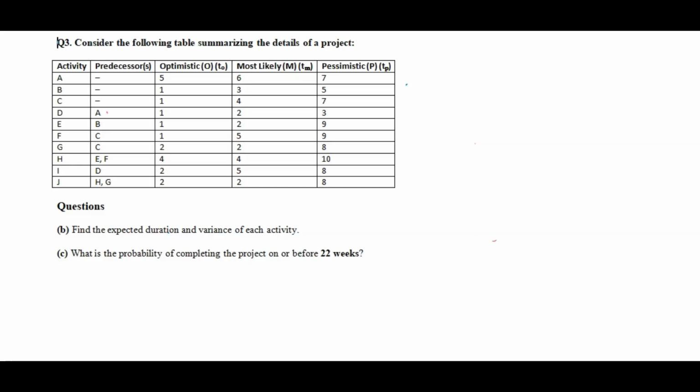You can check that. Now for this question, the first thing we need is the expected duration and variance for each activity, and the second thing is the probability of completing the project on or before 22 weeks. So we need these two things. First we'll calculate the expected duration and the variance. I'll write the formula here for both of these.